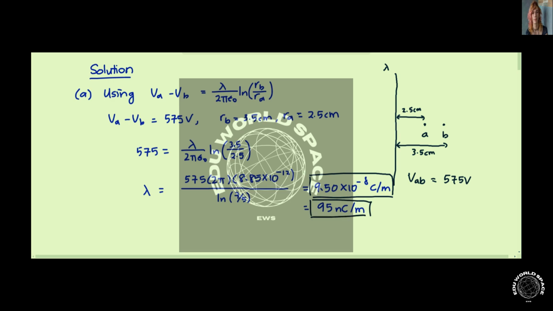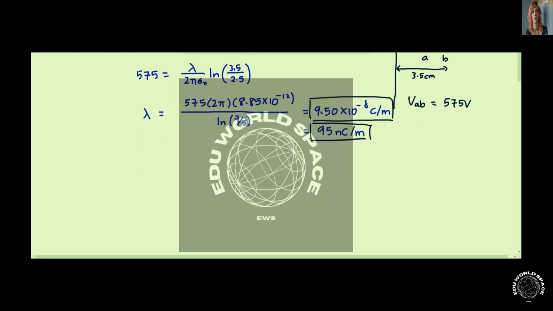Next, in part B, now we move the probe 1 cm further away from the wire. We are asked to compare the potential difference in this case to the 575 volts before. The answer is no. The reading on the voltmeter will be less than 575 volts.